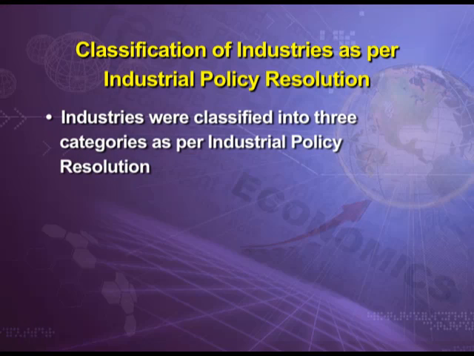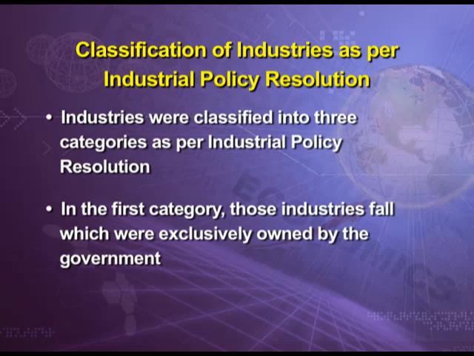A feature of IPR was that industries were classified into three categories. In the first category, those industries fall which were exclusively owned by the government, that is, those industries which were reserved for the public sector. And these were 17, like atomic energy, railways, etc. But only 3 industries are reserved for the public sector in the present era.